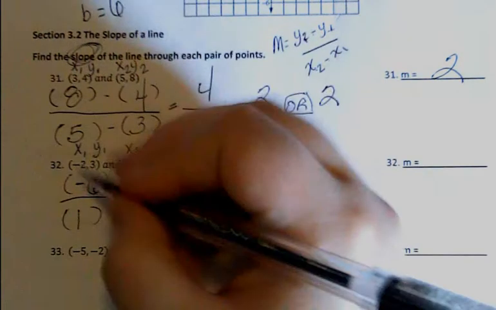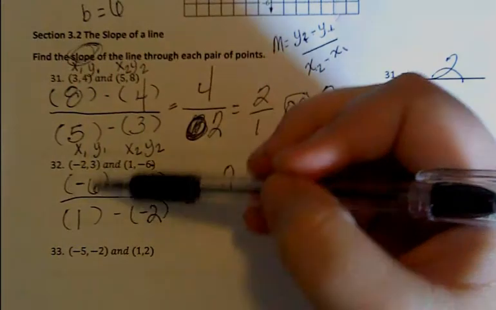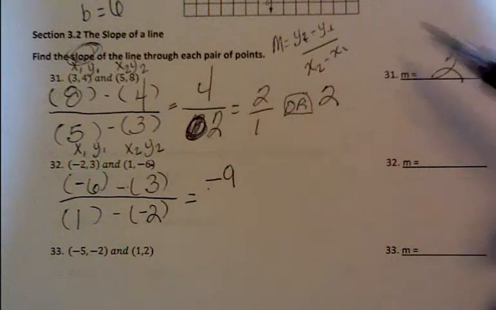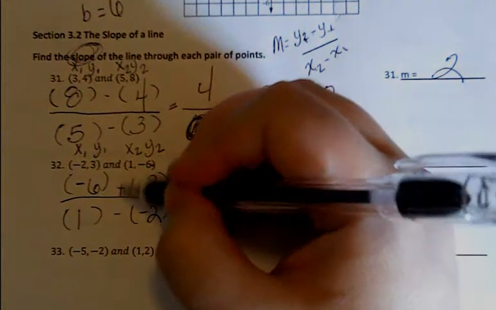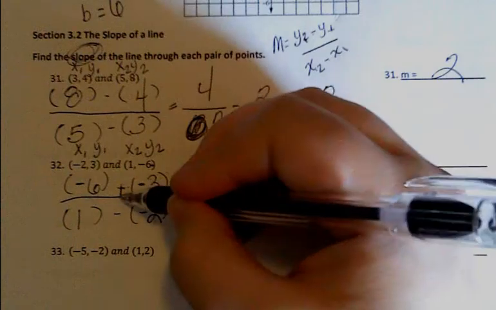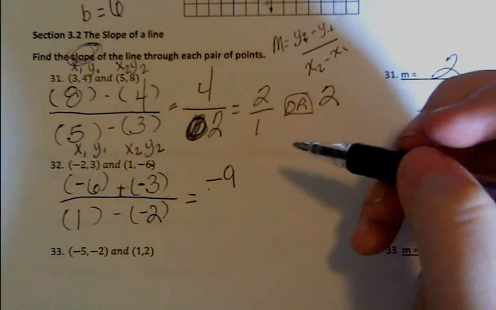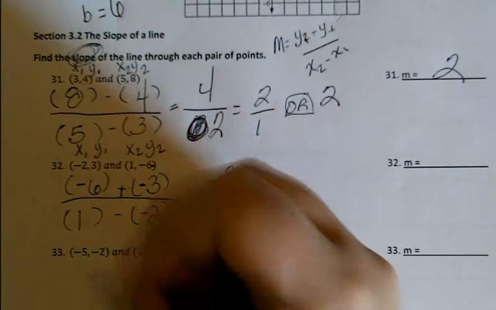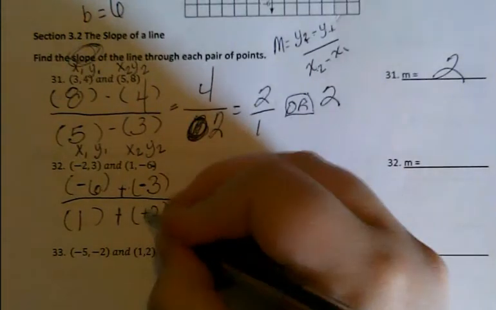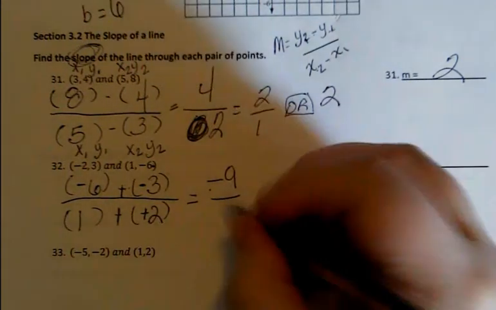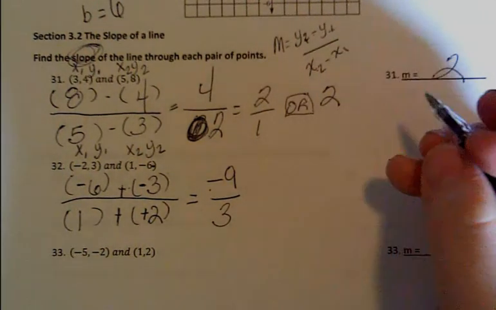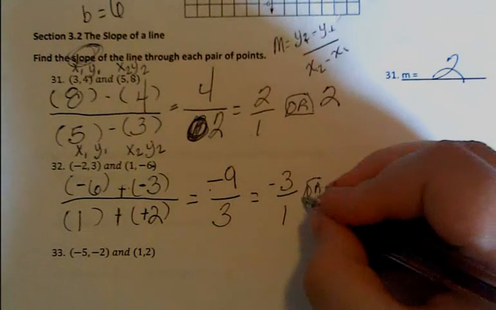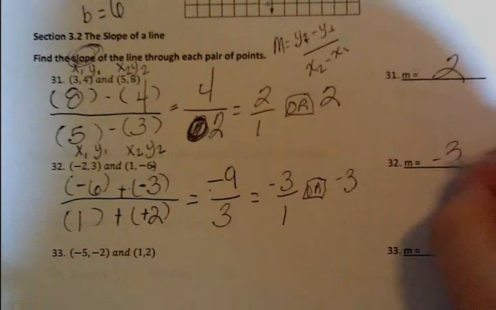Think about it. If you have overdrafted your account by $6 and then you spend $3 more, you've now overdrafted by $9. Or you could do your keep, change, opposite, and you're adding. Your signs are the same, so you add them and keep the sign. Over 1 minus negative 2. So keep, change, opposite. 1 plus 2 is 3. Negative 9 divided by 3 simplified would be negative 3 over 1 or negative 3. I would accept either answer.